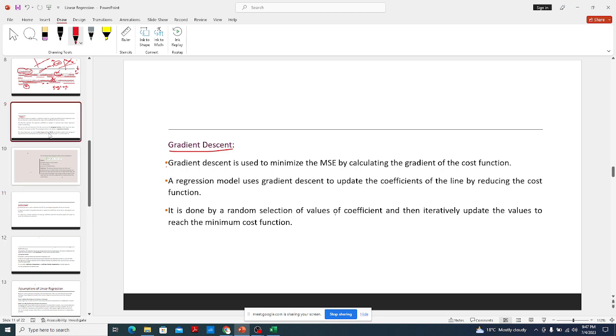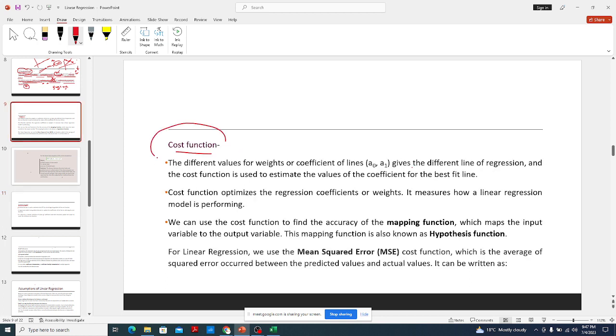That will be our next topic. Okay, here it's the cost function. So what is this cost function, or what does the cost function do? The cost function tries to optimize the coefficients, that is a0 and a1. We are trying to get the best values.